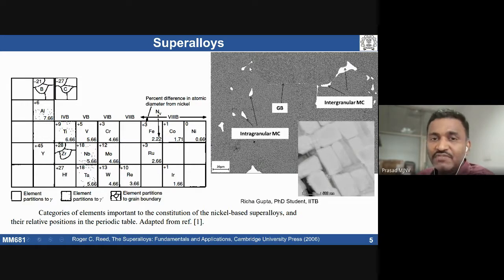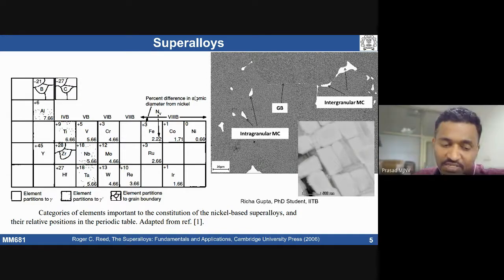That's why we say these alloys, which contain at least 10 alloying elements and which exhibit increased or almost steady strength with increasing temperature, are called superalloys.